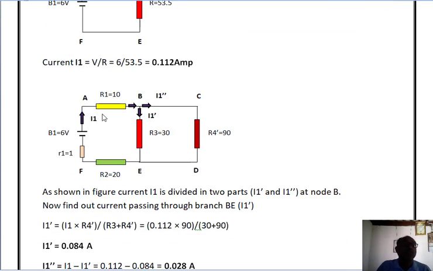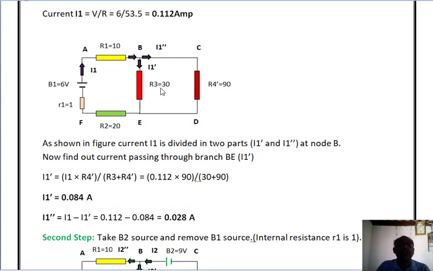Now we are interested in finding the current passing through this 30 ohm resistance. Whatever current is provided by this battery is divided into two portions. Some portion of the current passes through this 30 ohm resistance and the remaining current passes through the other resistance. So how do we find the current passing through this particular resistance? According to KCL we can write I1 is equal to I1 dash plus I1 double dash.